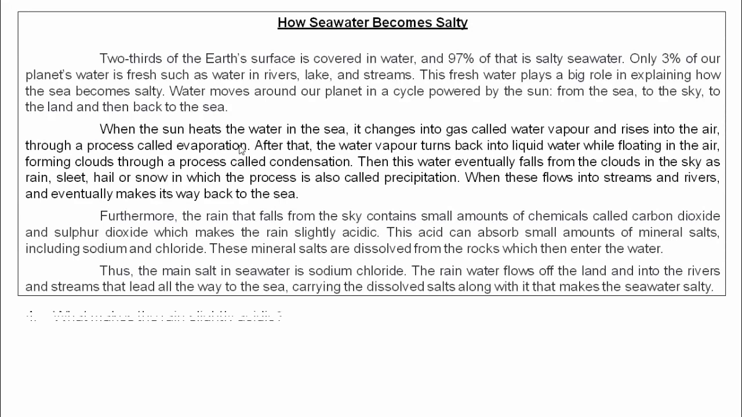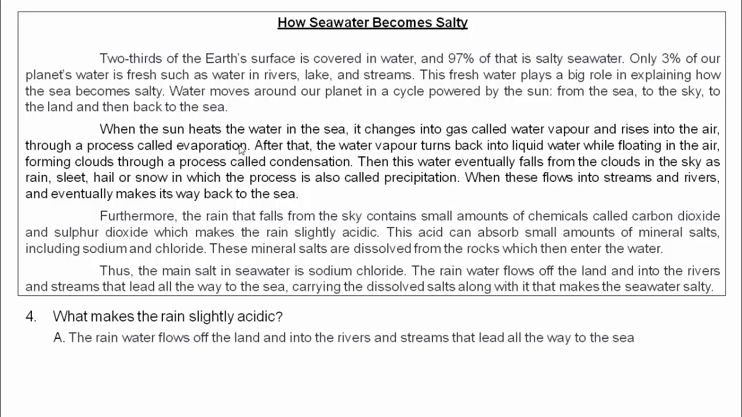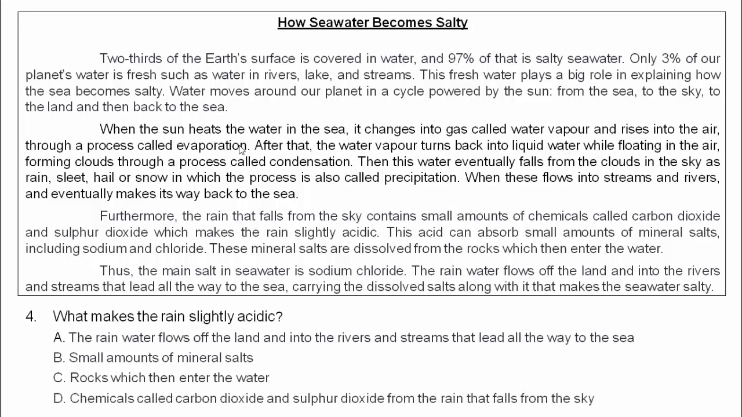Number 4. What makes the rain slightly acidic? A. The rainwater flows off the land and into the rivers and streams that lead all the way to the sea. B. Small amounts of mineral salts. C. Rocks which then enter the water. D. Chemicals called carbon dioxide and sulfur dioxide from the rain that falls from the sky. 10 seconds from now to answer the question.